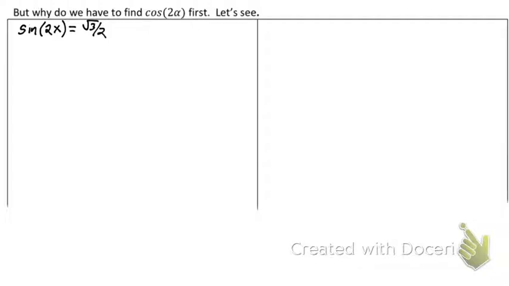So now I'm pretending I'm not going through cosine 2 alpha. All I know is sine 2x. Well, I go to my identity sheet that I'm allowed to use on the test, and I say, okay, sine of 2x, I have an identity for that, so I can rewrite that as 2 times sine of x times cosine of x.